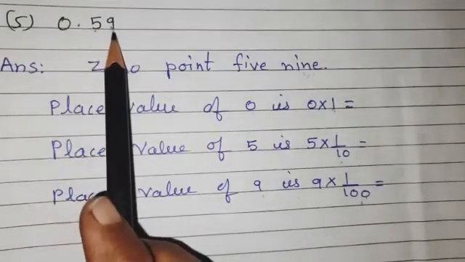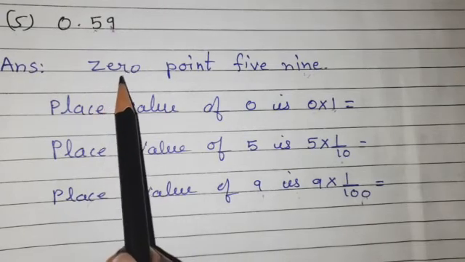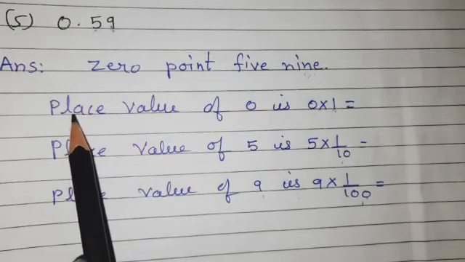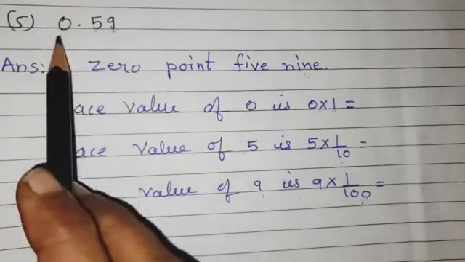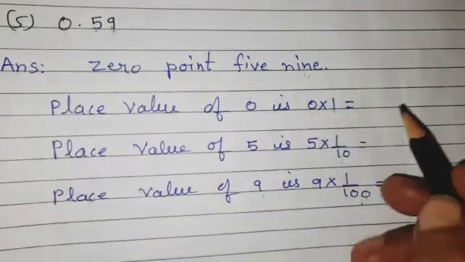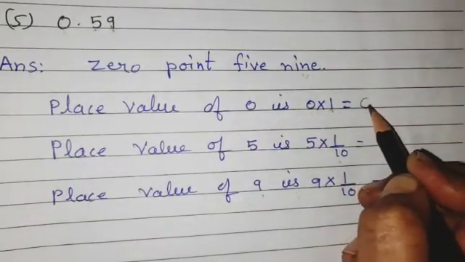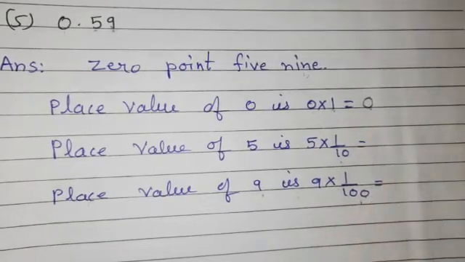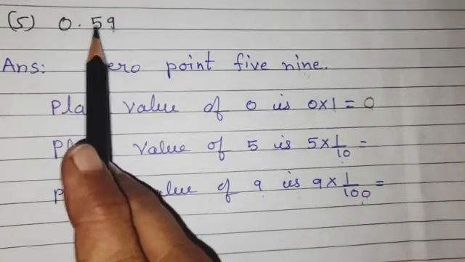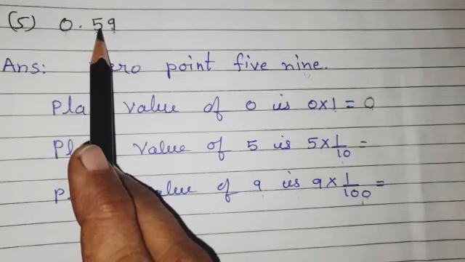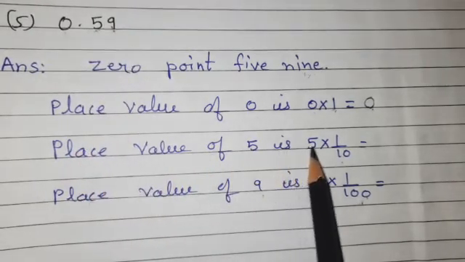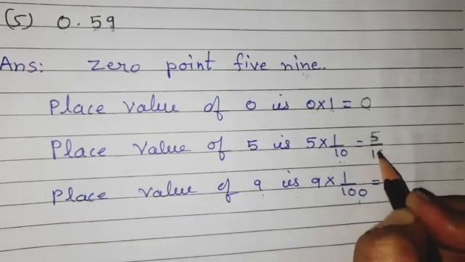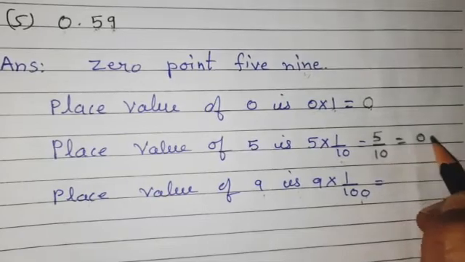Fifth one, 0.59. In answer, first write in words 0.59. Now write the place values of each digit. Place value of 0 is 0 at unit place. So 0 multiplied by 1, and 0 multiplied with any number, the answer is always 0. So place value of 0 is always 0. Now the next digit, that is 5. 5 is after the decimal point. So 5 is at tenths place. Place value of 5 is 5 multiplied by 1 upon 10, and this is equal to 5 upon 10, and 5 upon 10 is written as 0.5.